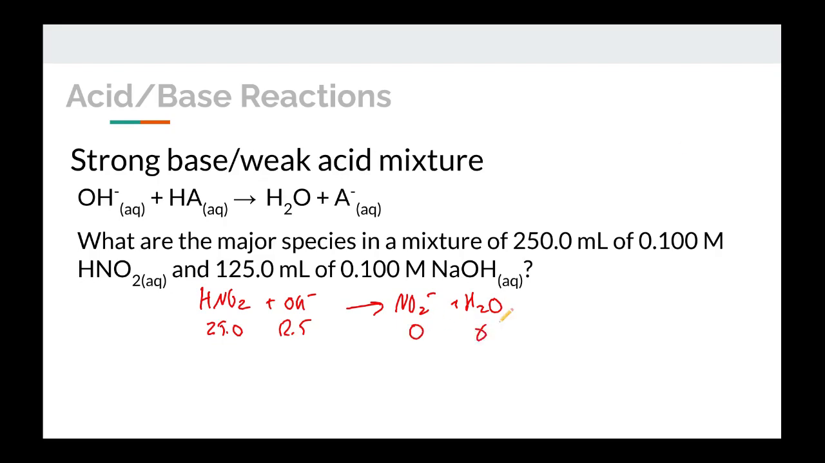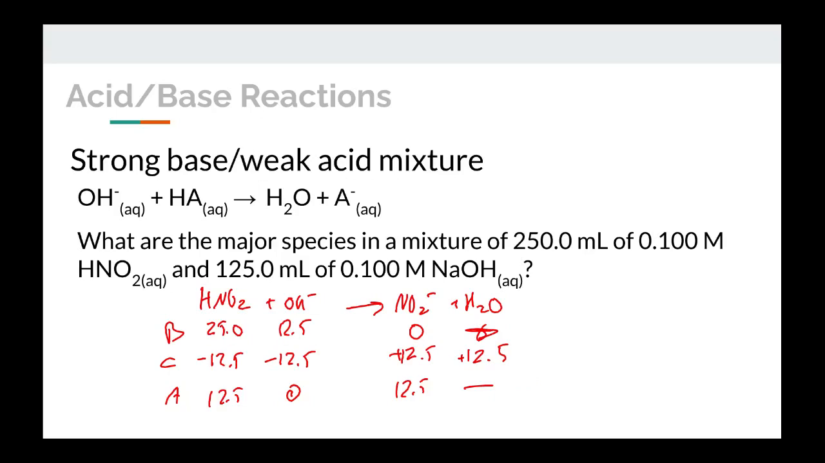And before this reaction occurs, 0 and 0. Well, water's not really 0. We just don't care about it. That's the before line. The change, one-to-one stoichiometry, and a one-way reaction means we're going to lose 12.5 millimoles of both reactants. We're going to gain 12.5 millimoles of both products, so that afterwards we're not going to have really any OH minus. We're going to have 12.5 millimoles of HNO2 and also 12.5 millimoles of NO2 minus, and water will be a very large amount.